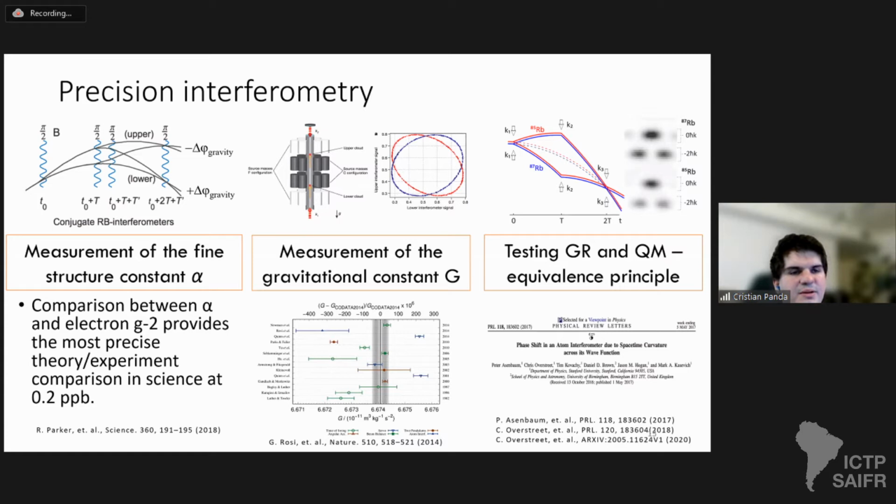And another example is in testing the equivalence principle. In its simplest form, the universality of free fall states that all objects must fall with the same acceleration, regardless of their inertial mass. And this kind of test was performed with two isotopes of rubidium, 85 and 87, at Stanford just last year. And it showed that the equivalence principle is valid even at 10 to the minus 12 sensitivity. So these are all really exciting and impressive measurements.